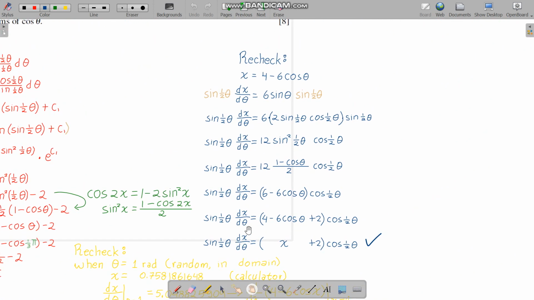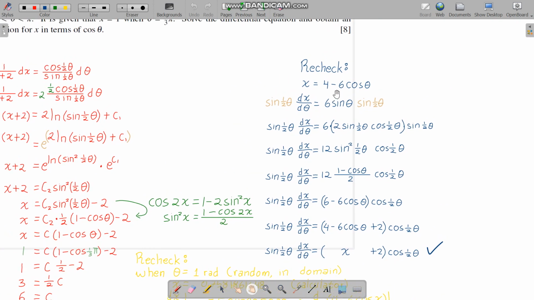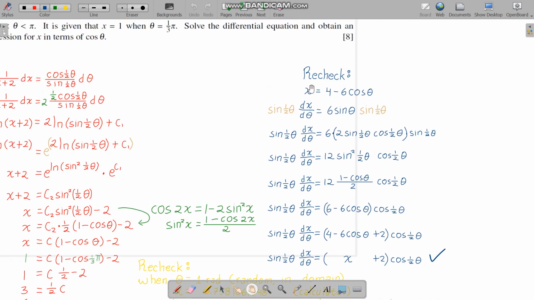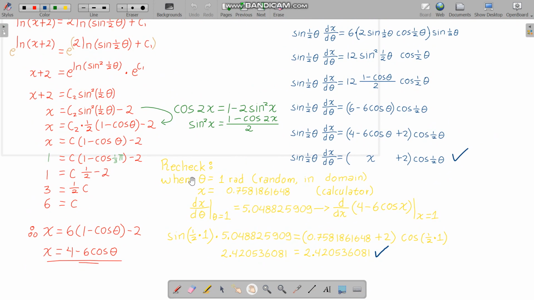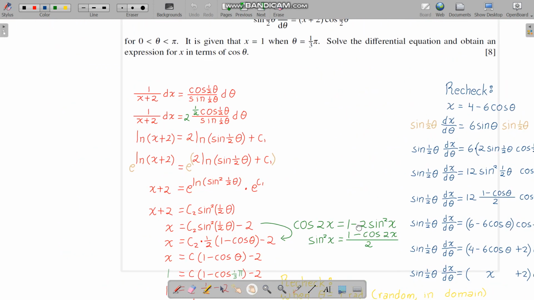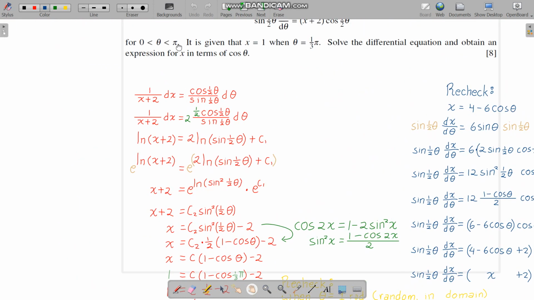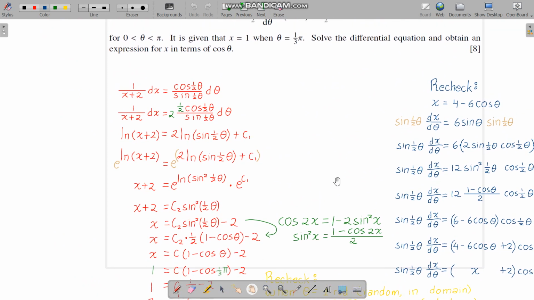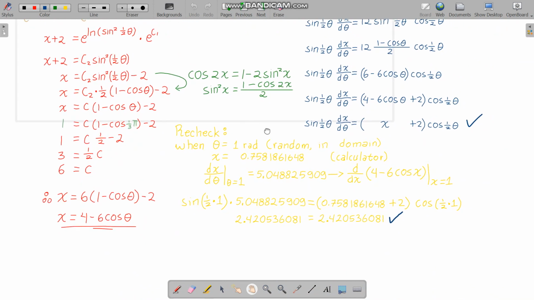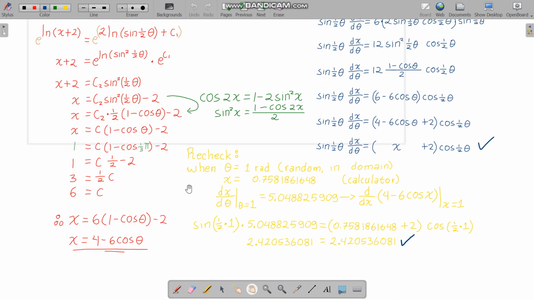Now usually we check analytically like this. If you want to differentiate, it's going to be like this if you differentiate, but there's another way to check here using your calculator. So when theta equals 1 radian, why do we use 1 radian? Because it says the theta is between 0 and pi. Pi is around 3.14, so we can use any random number such as 1 to check our solution here. So let's use 1.